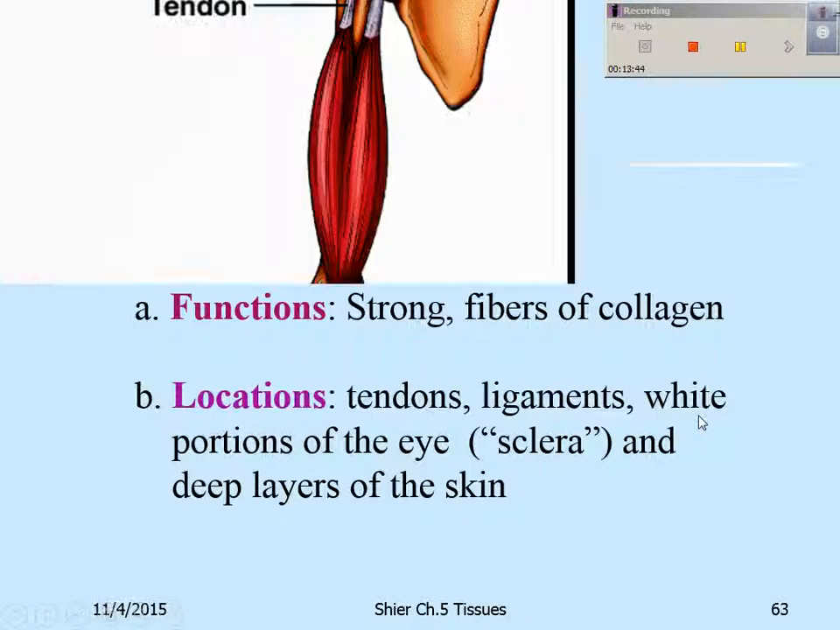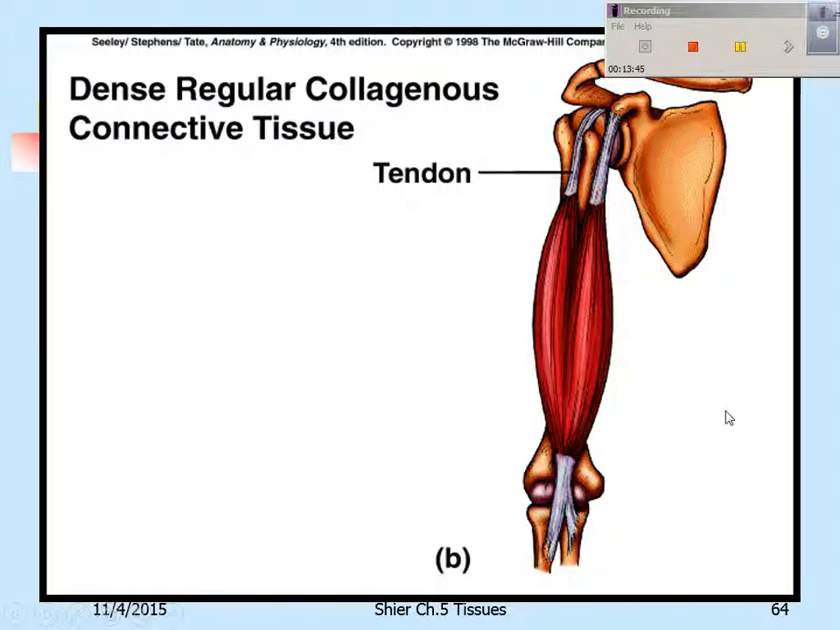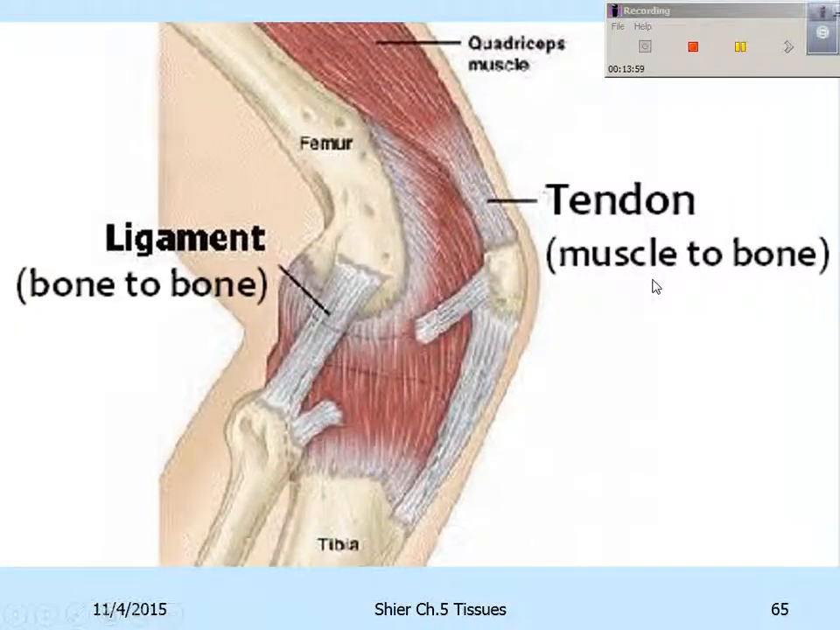So we're going to take a look at some pictures here. If you missed that, here's a picture of a tendon connecting to that shoulder joint, and also to the shoulder blade. And here, this is the knee, and we can see ligament connecting those two bones together, and then the tendon connecting that muscle to bone.